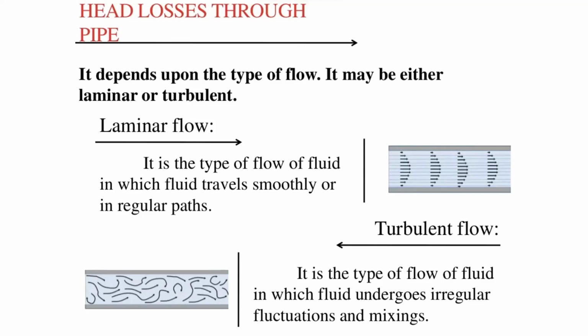And what do you mean by turbulent flow? It is a type of flow in which the fluid undergoes irregular fluctuations and mixing. And what do you mean by transition flow? In this type of flow, it is a mixture of both. A mixture of what? It is a mixture of laminar as well as turbulent flow. Am I right? Please give me a confirmation. Yes, sir.